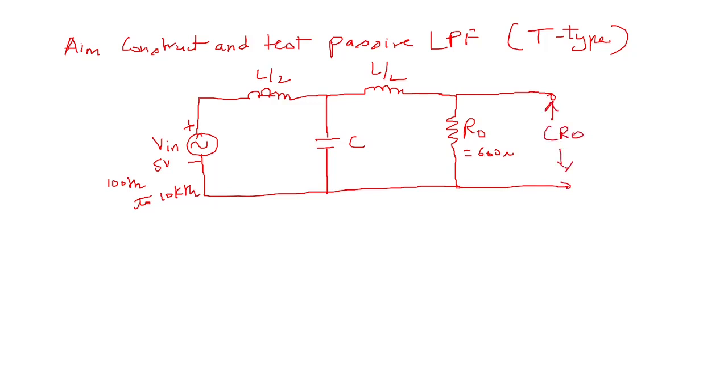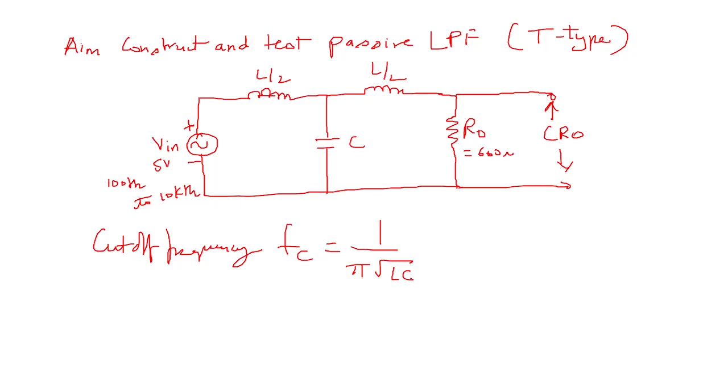Okay, now here to start with we should know what is the expression of a cutoff frequency for low pass filter. Now if you see the expression for a cutoff frequency for low pass filter, then the cutoff frequency is given as FC is equal to 1 by pi root LC. Okay, now this is the expression for cutoff frequency in a low pass filter.